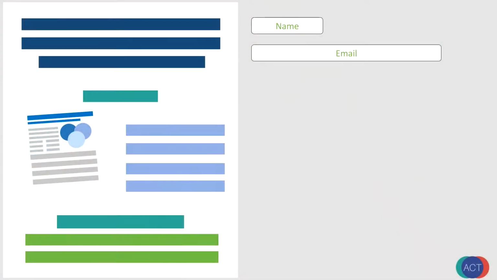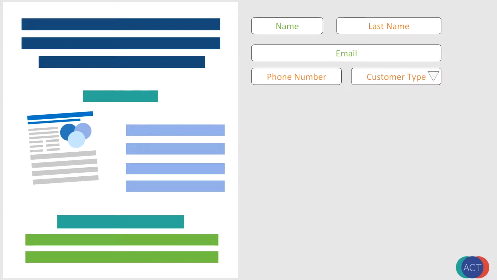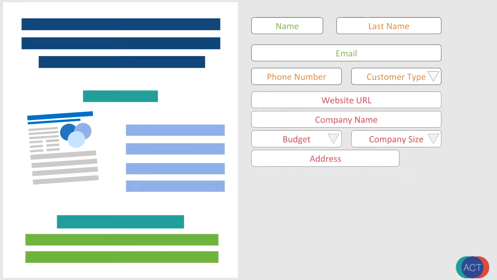Now, at the very minimum, you just want to ask for an email and maybe a name. Then at the next level, if you really need this information, we'll go through an example that asks for some of this orange information, and that is you can ask for the last name, phone number, customer type, and then in red, you ask for this information only if you absolutely need it for some reason before you start the follow-up process. And you can always ask for this information later on in your sales cycle or lead generation warm-up. You don't have to get all the information on the very first go.